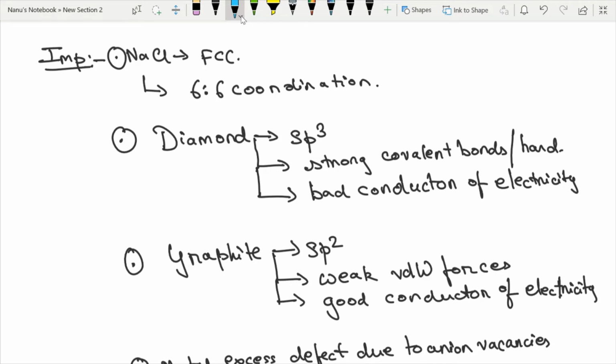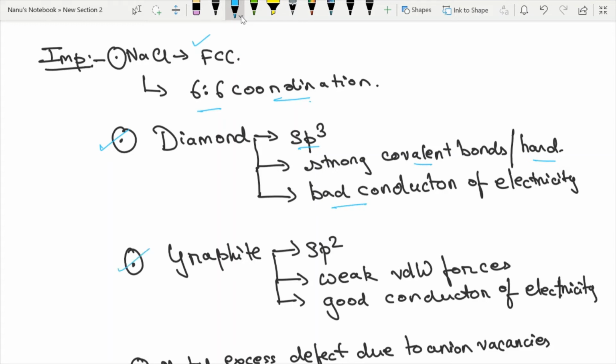Okay, so some important notes, because solid state is a very big chapter. I'm just taking some important notes of theoretical concepts that you might get. NaCl is FCC, face centered cubic, and it is a 6:6 coordination. What does that mean? Every Na plus atom is surrounded by 6 Cl minus atoms, and every Cl minus atom is surrounded by 6 Na plus atoms, and it has this FCC structure. And diamond has sp3 hybridization. It has strong covalent bonds. It is hard in nature. It is a bad conductor of electricity.